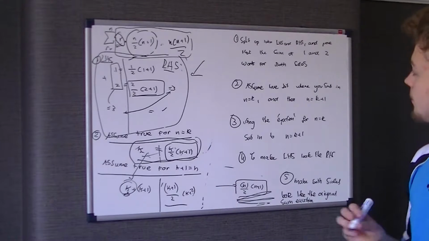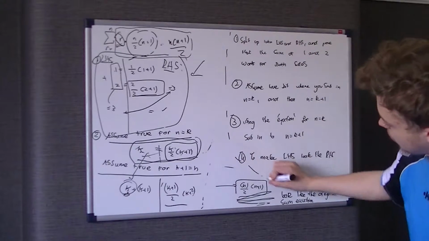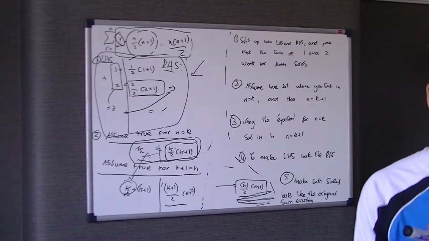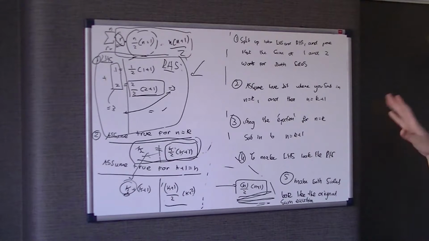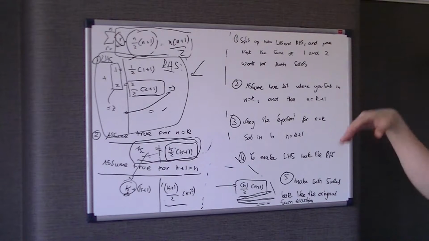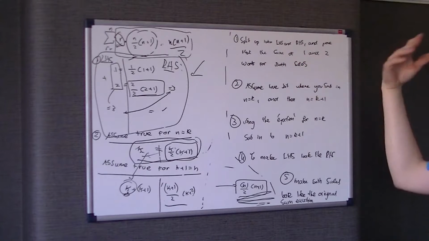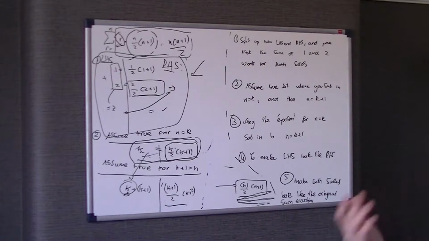What you're trying to show. Okay, so that's kind of a rough idea now, kind of the steps that you should really have in your mind. Now, I've done it for the sum of r, and we're going to do it for the sum of r squared and the sum of r cubed.